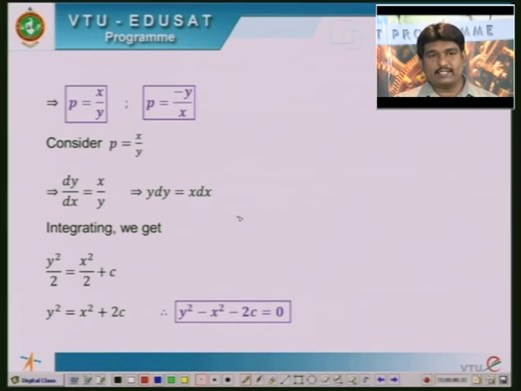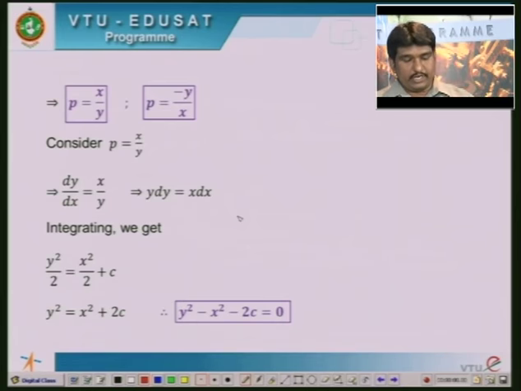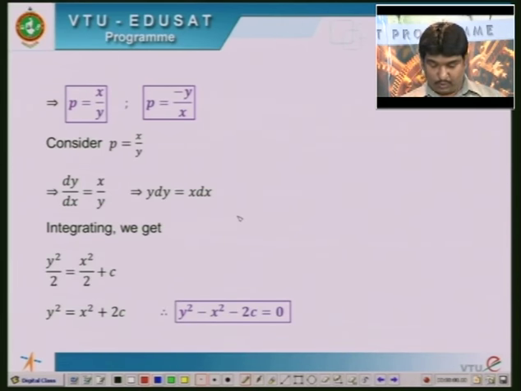y dy equals x dx. You can get its solution by direct integration. Integrate it: y square by 2 equals x square by 2 plus c, and then multiply by 2 to get y square minus x square minus 2c equals 0.